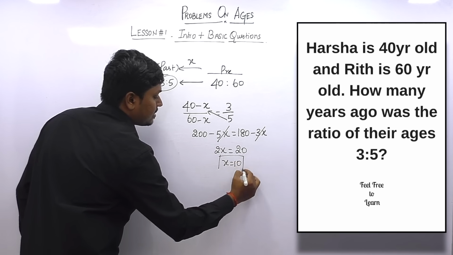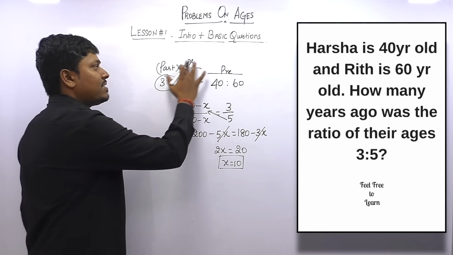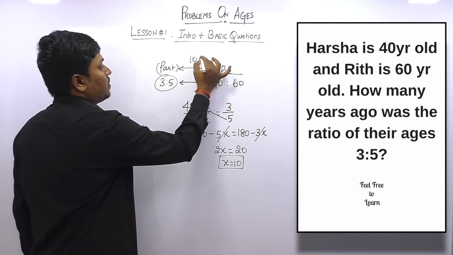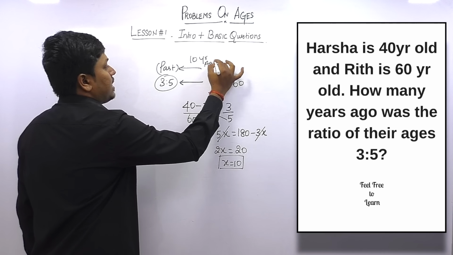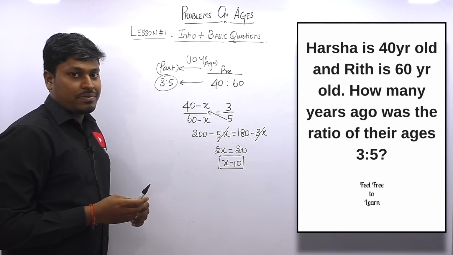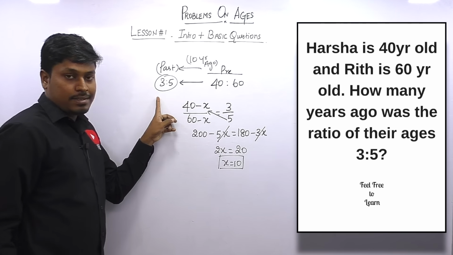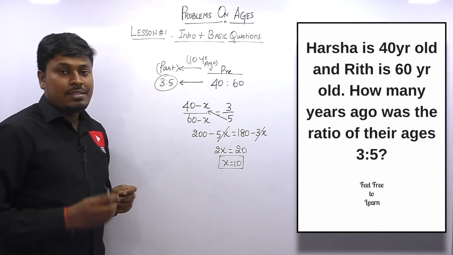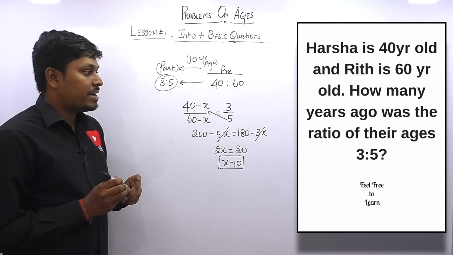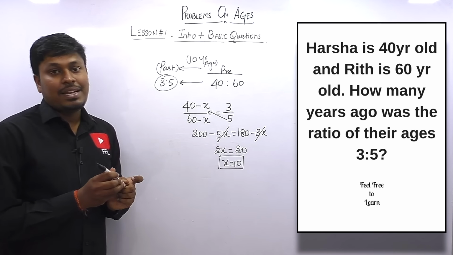So finally we can say the value of x is equal to 10, which means 10 years ago. So 10 years ago, their ratio was 3:5. So from the present to the past, 10 years ago, their ages were 3:5. So we can say the answer for this question, that is the 6th question, is 10 years.